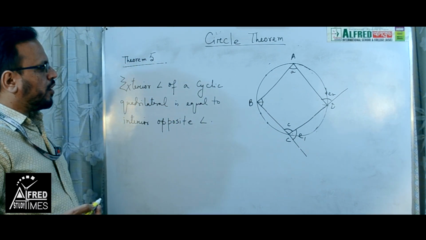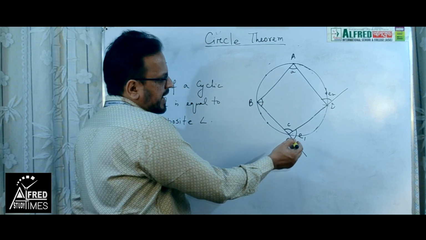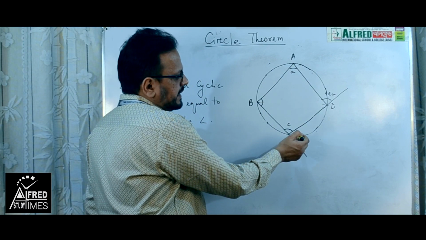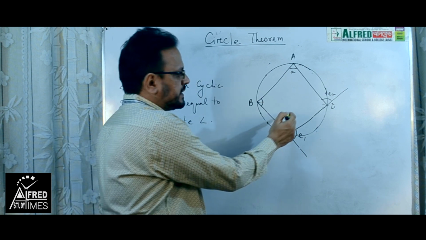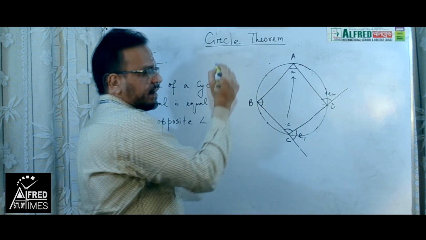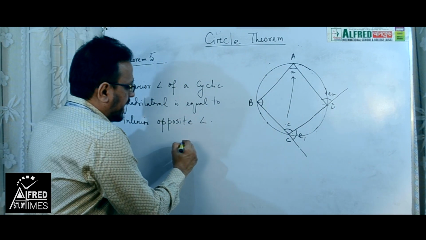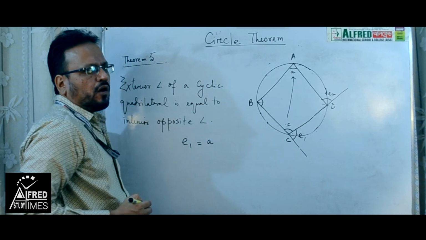Interior opposite angle, or opposite interior angle. What does that mean? It means that this is the exterior angle and the interior angle is this one, and the angle opposite to this one is this one. So E1 is equal to A. Exterior angle is equal to interior opposite angle.